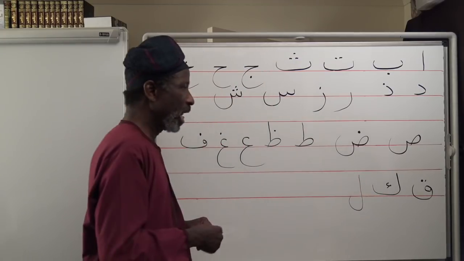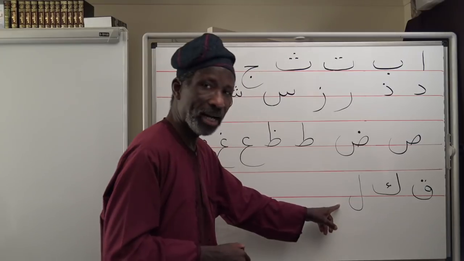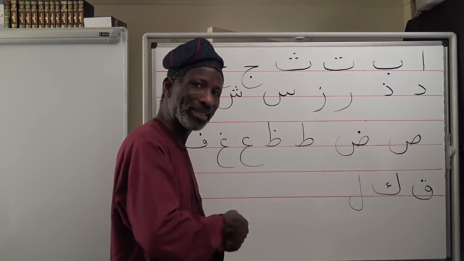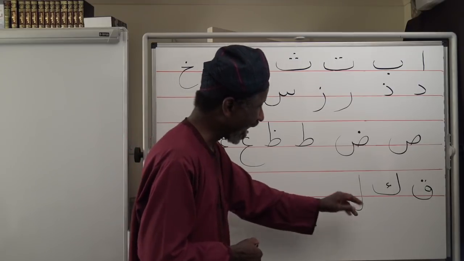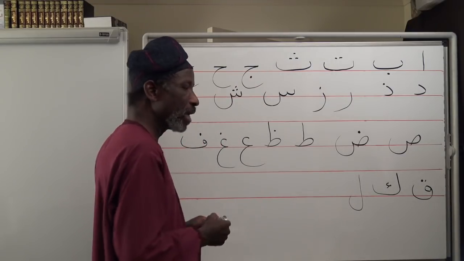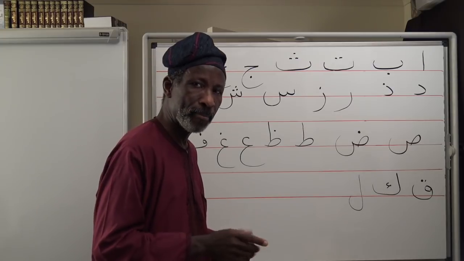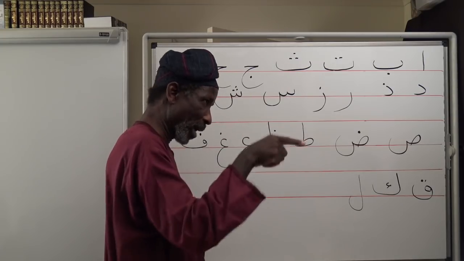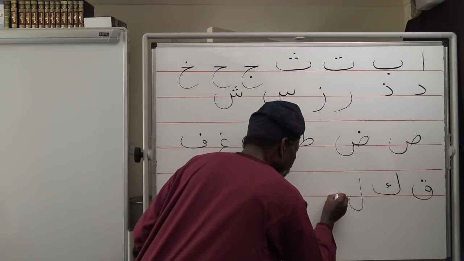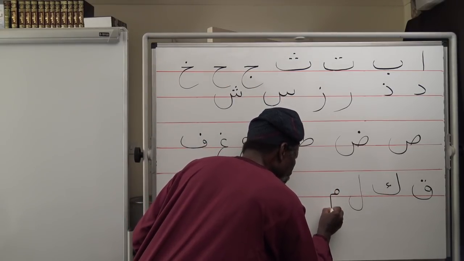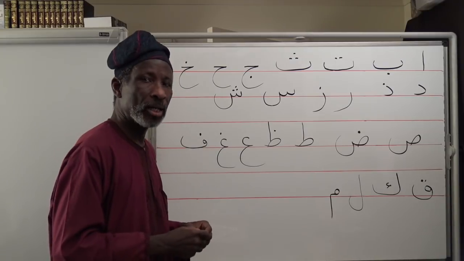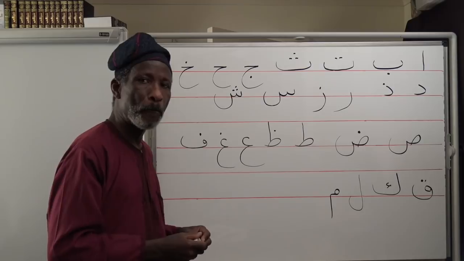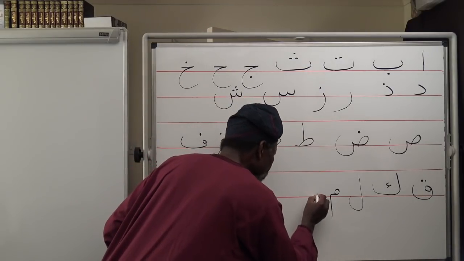Now let's do lam. Lam comes below the line and then back up again. It's like a stick, that way you walk the stick upside down. That's a lam. Now let's do mim. Mim, standing alone, you are doing clockwise. So you go this way for your mim. Clockwise and then down. Mim.